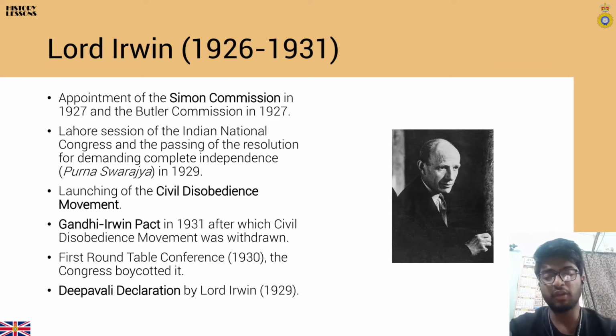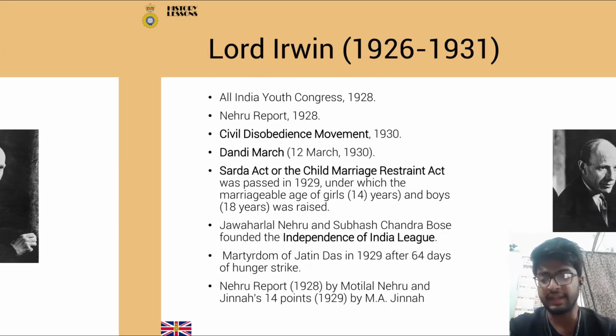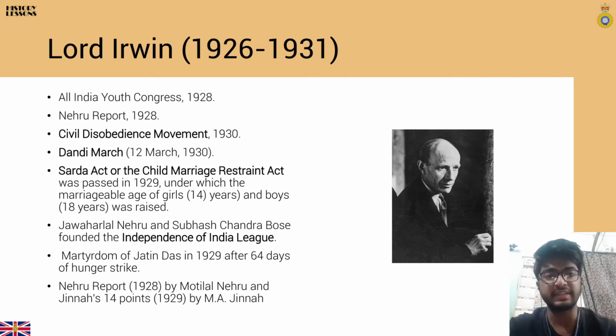The Deepavali Declaration by Lord Irwin happened in 1929. The Nehru Report was prepared in 1928. The Dandi March on 12 March 1930 happened during the reign of Lord Irwin. The Sarda Act, or the Child Marriage Restraint Act, was passed in 1929, under which the marriageable age was raised to 14 years for girls and 18 years for boys.